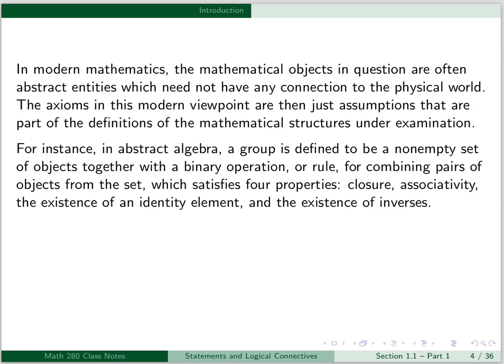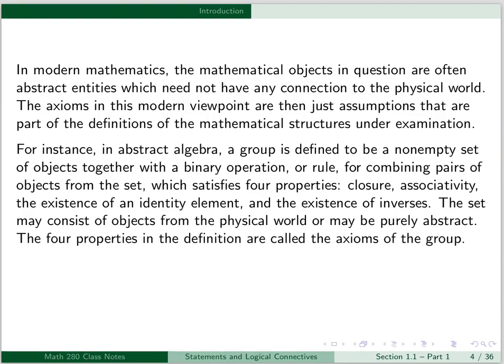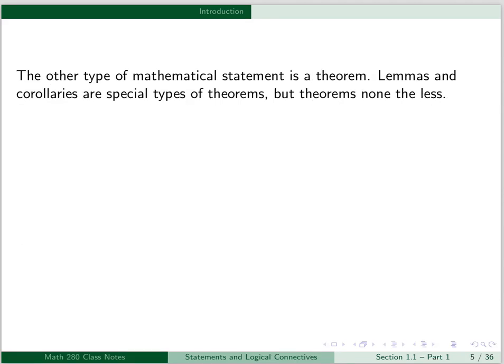For instance, in abstract algebra, a group is defined to be a non-empty set of objects together with a binary operation, or rule for combining pairs of objects from the set, which satisfies four properties: closure, associativity, the existence of an identity element, and the existence of inverses. The set may consist of objects from the physical world or may be purely abstract. The four properties in the definition are called the axioms of the group. Even though the objects in question may be purely abstract, mathematicians still refer to the axioms as being true.